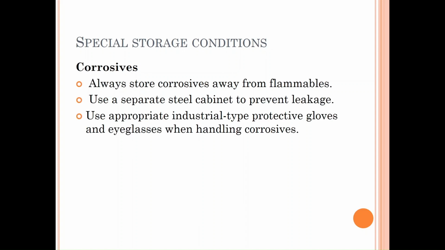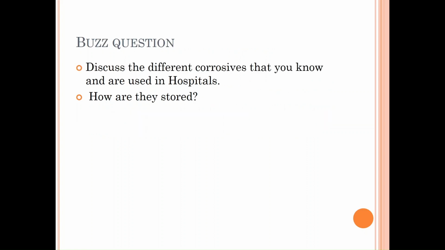So this takes us to the third item that requires special storage conditions, and those are corrosives. Always store corrosives away from flammables, and use a separate steel cabinet to prevent leakage. Use appropriate industrial type protective gloves and eyeglasses when handling corrosives.